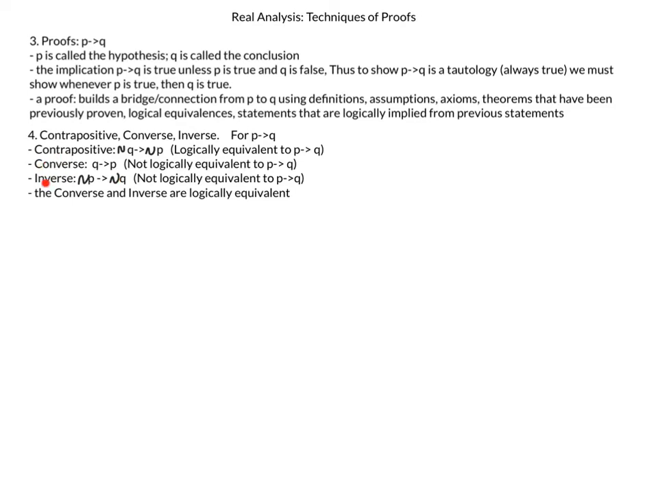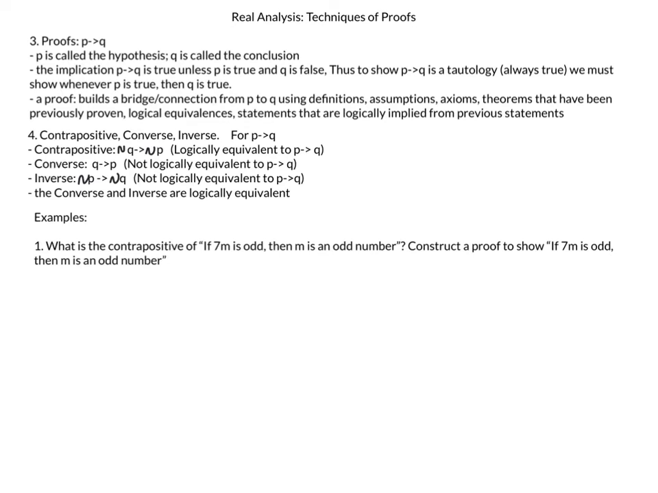The converse and inverse are logically equivalent to each other, but they are not logically equivalent to P implies Q. It is a very common mistake for people to argue the converse or to prove the converse when they try to prove P implies Q, but they are not logically equivalent. So you cannot argue the converse to do this proof. You can argue the contrapositive though.